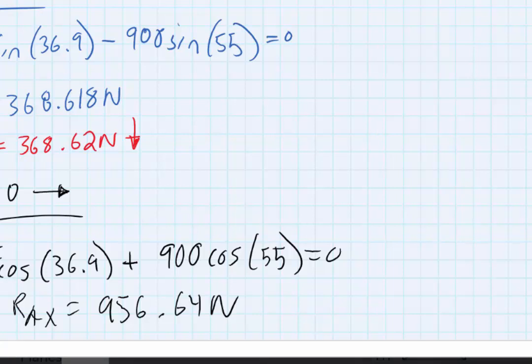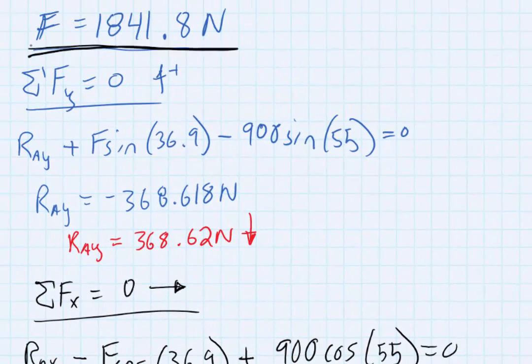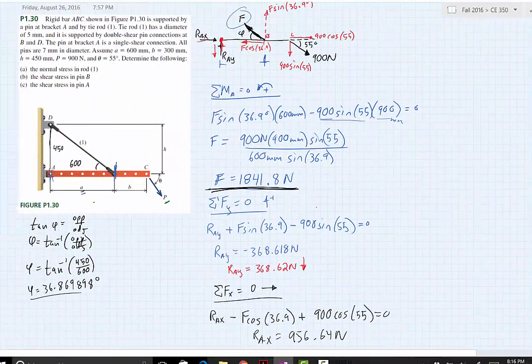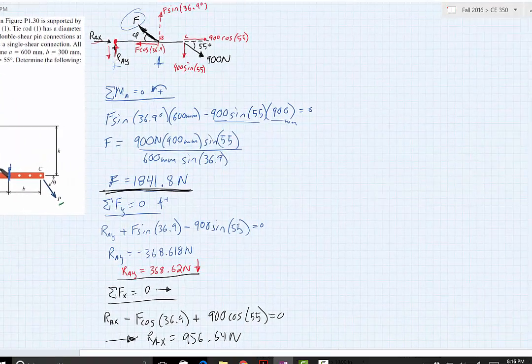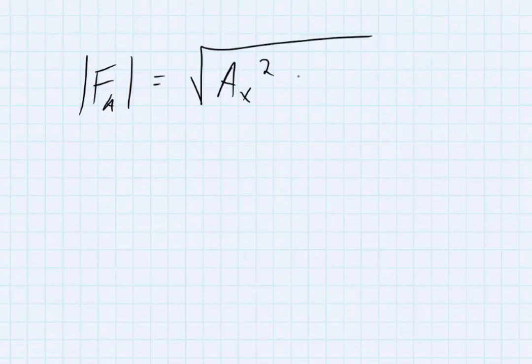Okay, so now what, right? So now we found our force at point B, right? So this is along the member, this is the force in member 1. This is our reaction force RAY, and this is our reaction force RAX. So we need the magnitude of the resultant force for the pin at A. So the force at A is going to equal the square root of AX squared plus AY squared.